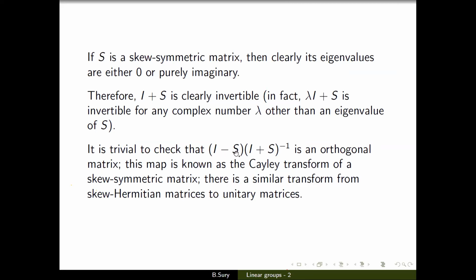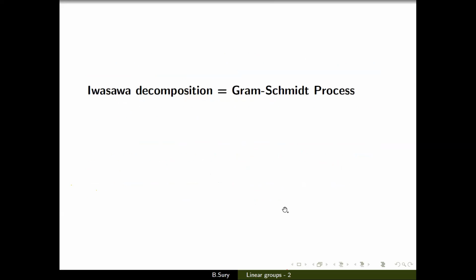Okay. So as I said, skew symmetric matrices form the tangent space at the identity of the orthogonal group. So it's also called the Lie algebra of the orthogonal group. The Lie algebra of the orthogonal group is the space of skew symmetric matrices. Similarly, for the unitary group, you have skew Hermitian matrices. Again, you have a similar mapping called the Cayley transform. So I just mentioned this in passing because someone asked me a question yesterday. This is the correct occasion too.